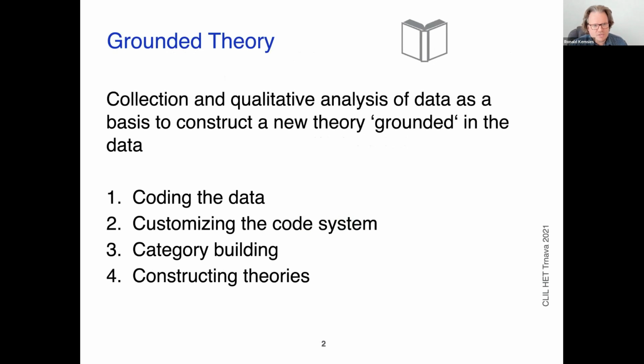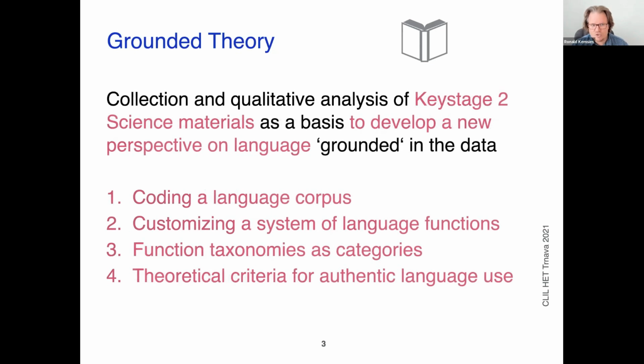So we did that using the grounded theory framework. Here you see a very short definition of grounded theory. So it's a collection and qualitative analysis of data as a basis to construct a new theory grounded in the data. And underneath this definition, you see 4 generic steps that we try to stick to in our study. For our study, more specifically, this will have to be changed as follows. So we had a look at key stage 2 science materials as a basis to develop a new perspective on language. And the generic steps that I have just described to you look like this in our study.